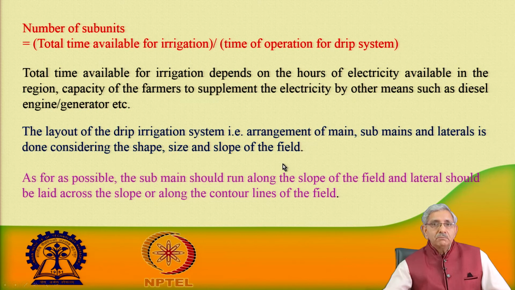Layout of the drip system, that is the arrangement of main, sub main and lateral, is done considering the shape of the field. This I have already told you: the size of the field and slope decide which direction the main should run and which direction the lateral should run. As far as possible, the sub main should run along the slope of the field and the lateral should be laid across the slope or along the contour line of the field.